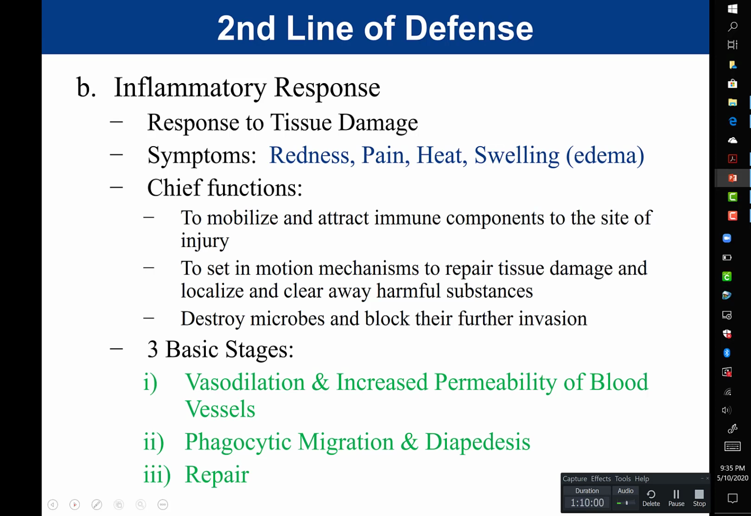And so we're going to walk through and talk about the 3 basic stages of inflammation. I'll just put them here in summary, and then I will walk through them in more detail. The first stage of inflammation is going to be vasodilation and increased permeability of the blood vessels. We have phagocytic migration and diapedesis, and we have repair. So I'm going to walk you through how these 3 stages work.